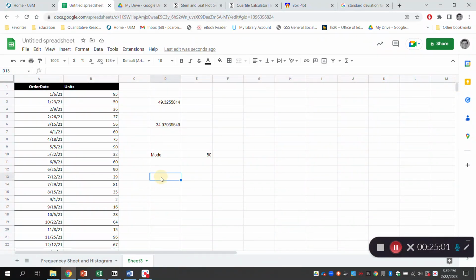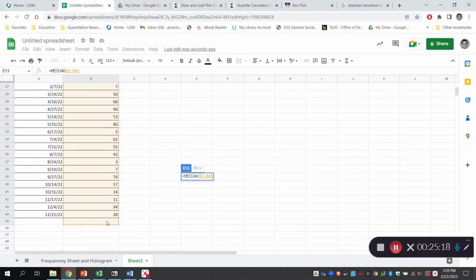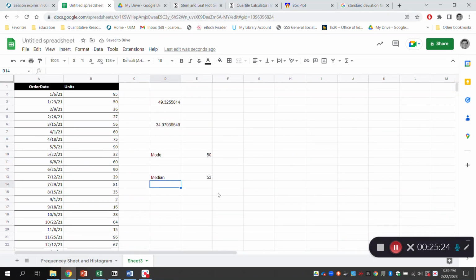And then if I want the median, I press the equal sign and start typing median, and it comes up. Again, what's my data set? Go down and enter. And it's 53. So that's the number in the middle out of this data. That's what we're looking for.